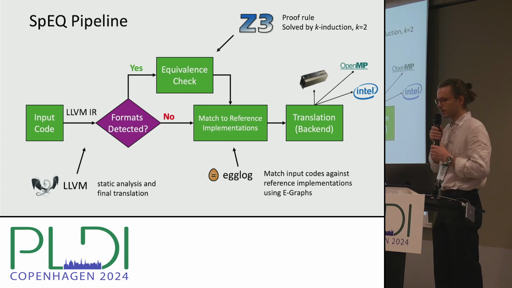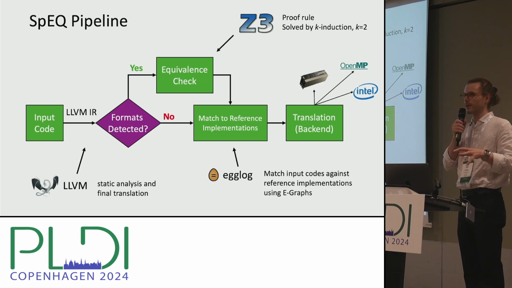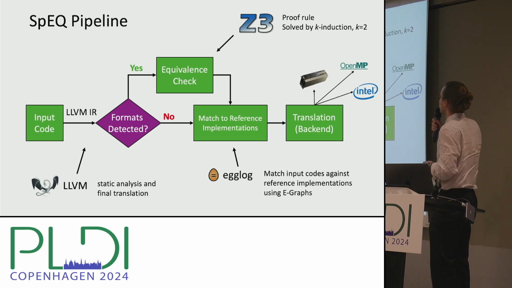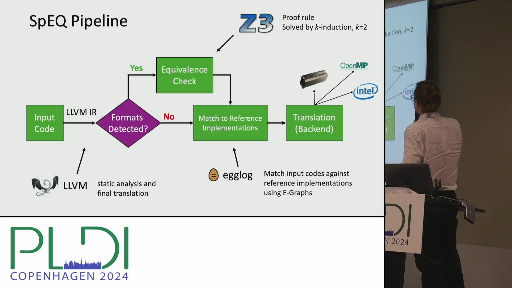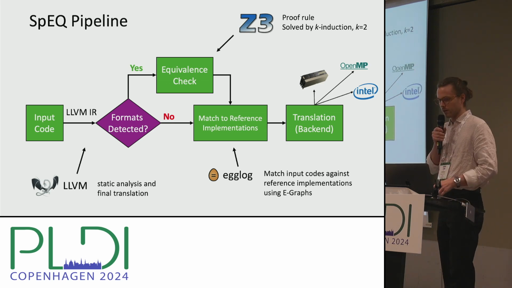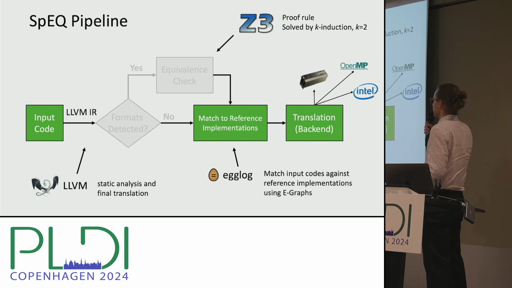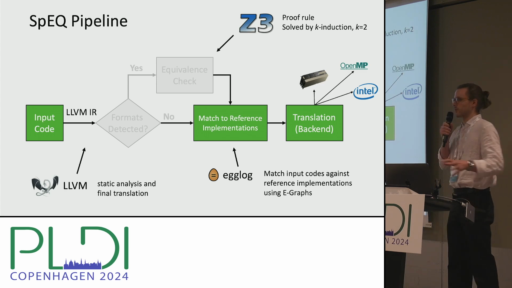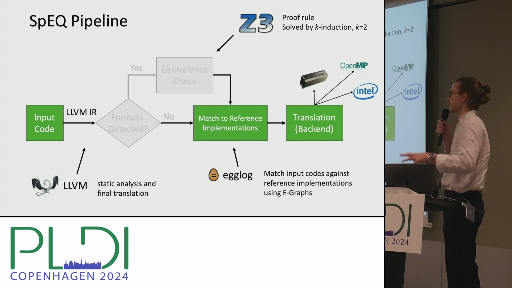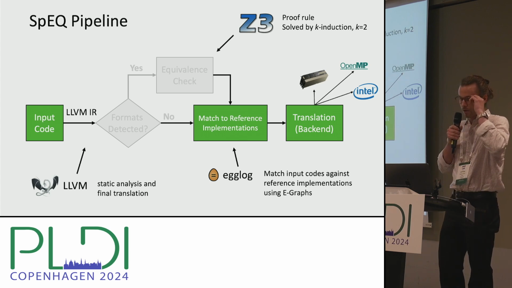You can see the beginning diamond part and the equivalence check part. That is the stuff related to sparsity. If you're interested in Z3 and K-induction and all that kind of fancy stuff, I'll talk about that tomorrow. Today I'll focus on the part that's more general. It's not necessarily specific to sparse or dense. It's just about trying to find these examples in code.